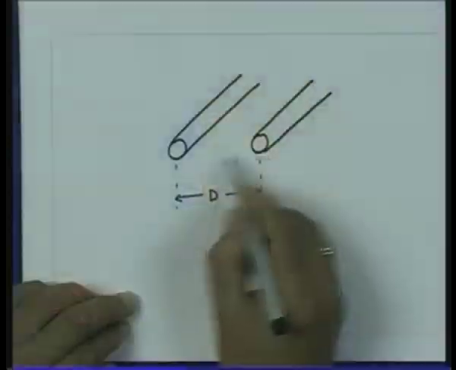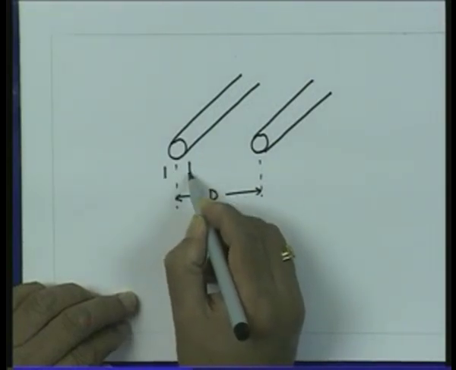Let us take the second line which is used very commonly in practice, and that is the parallel wire transmission line. As the name suggests, it has two conductors which are parallel. So, these are the conductors which are running parallel, and let us say that the separation between these conductors center to center is given by D, and let us say the diameter of each conductor is given by small d.